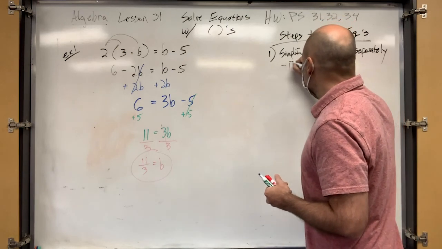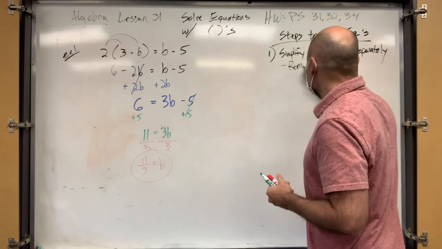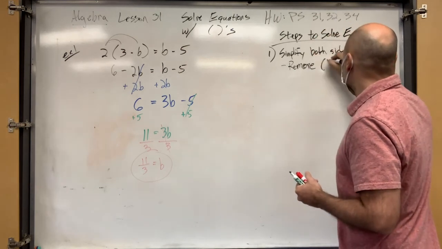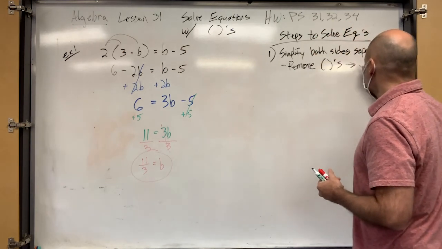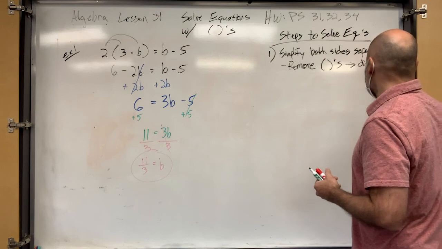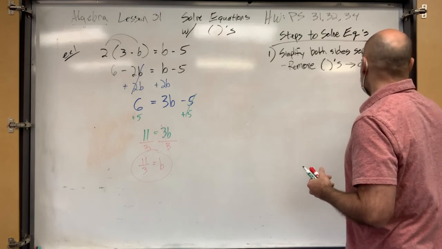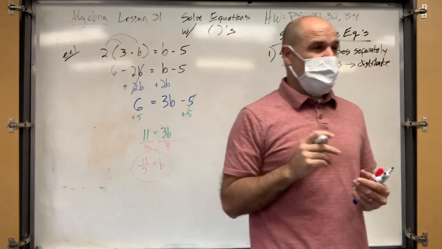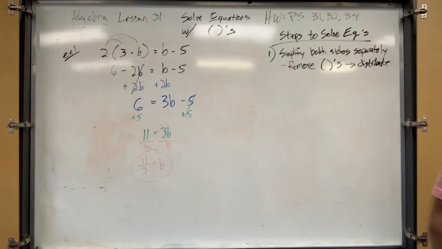First is remove parentheses. Parentheses are the enemy of simplifying. Okay, and the way we do that is we distribute something. And sometimes what you're distributing is a negative sign. And we'll do some of those problems together probably today.